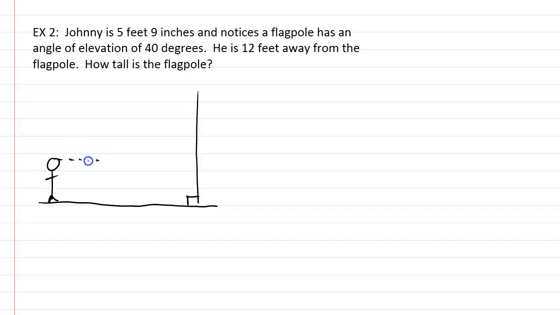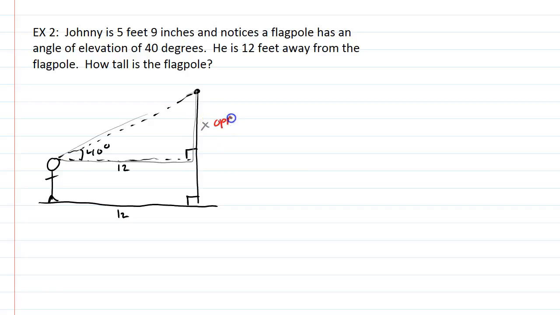Now looking straight ahead, he notices the angle of elevation going up to the top of the flagpole is 40 degrees. He also knows he's 12 feet away, which means that it's 12 here as well. And this should be a right angle because these lines here are parallel. So we're trying to figure out the entire flagpole, but notice in this triangle we only have the ability to find x right there. So let's figure that out.